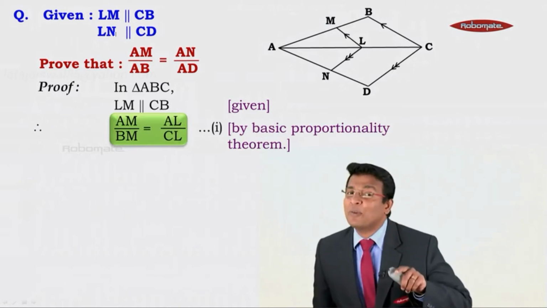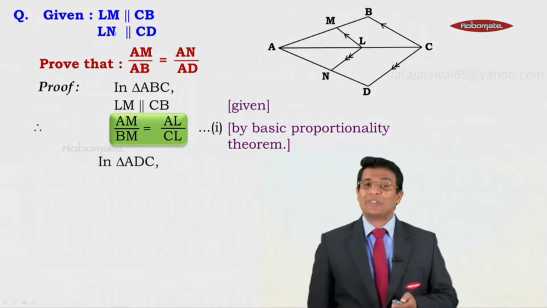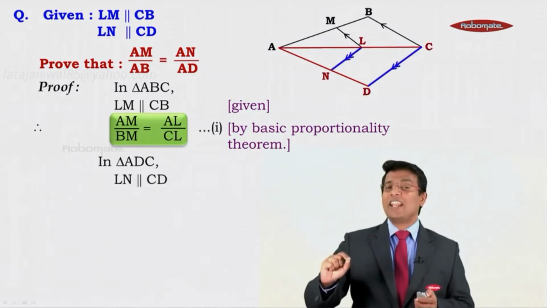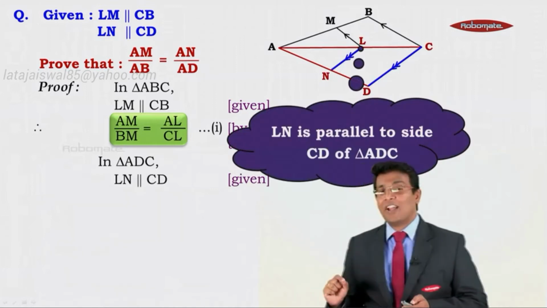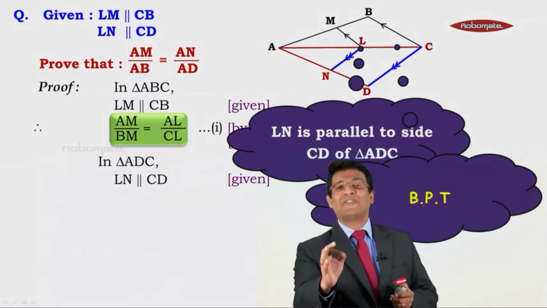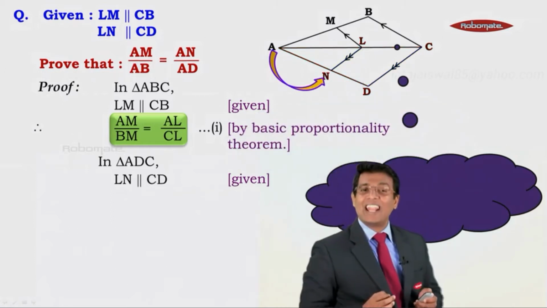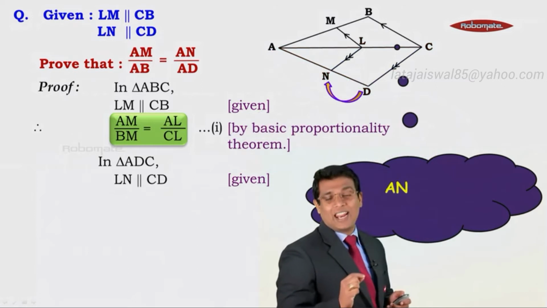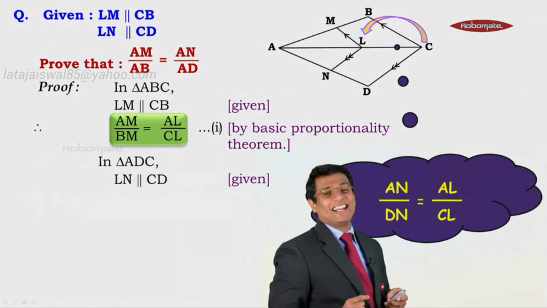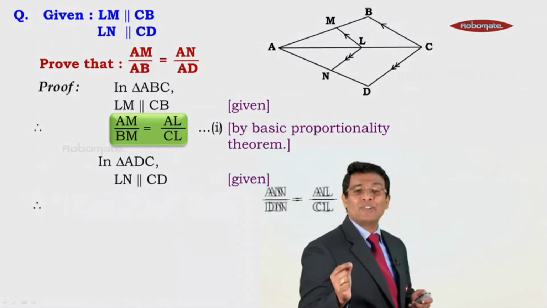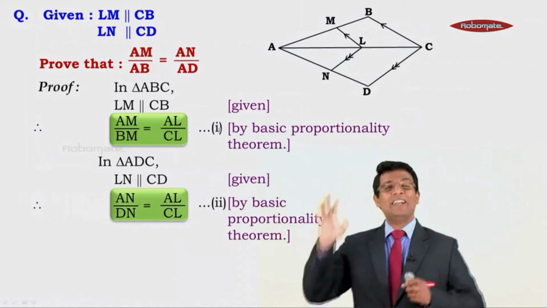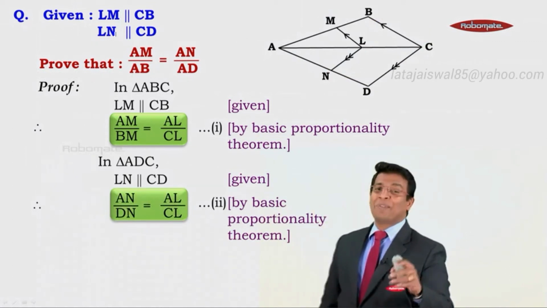So we used the first given information. Now let's use the next one. In triangle ADC, we say that LN is parallel to DC. Again, we have LN parallel to a side of a triangle. So which theorem do we apply? Yes, we apply BPT. So what do we get? AN upon DN is equal to AL upon CL. This is the next statement, marked as statement number 2. The reason would be the basic proportionality theorem. Easy till now? Very simple, right?